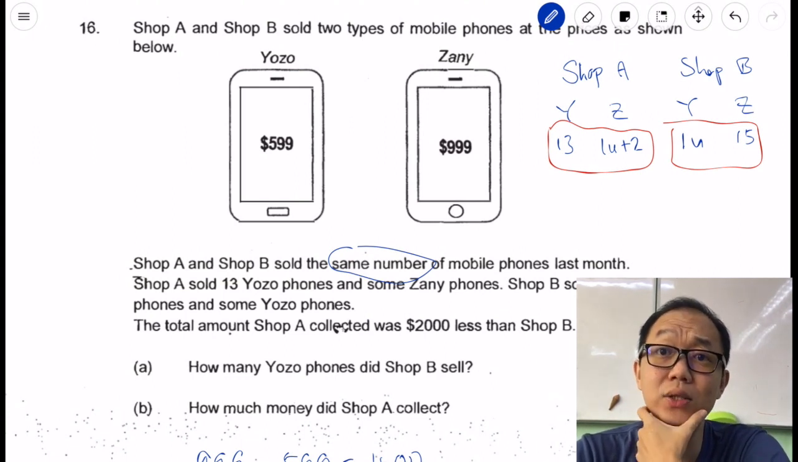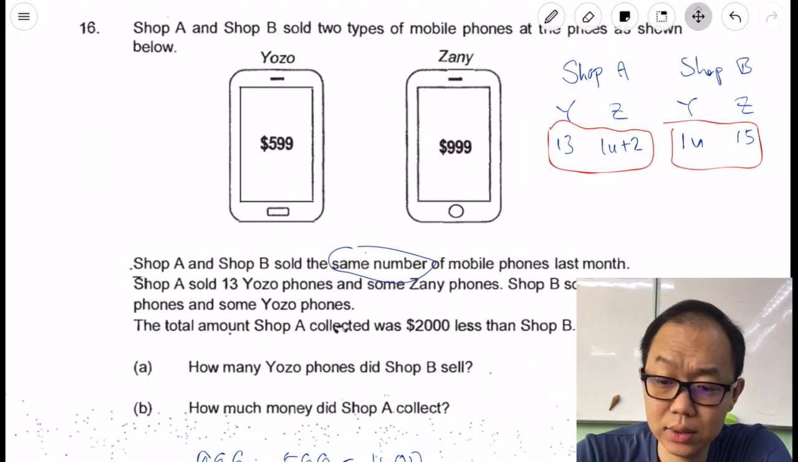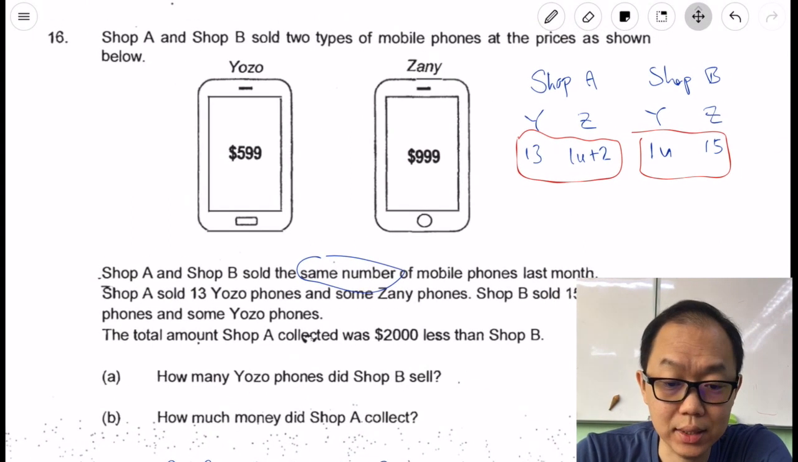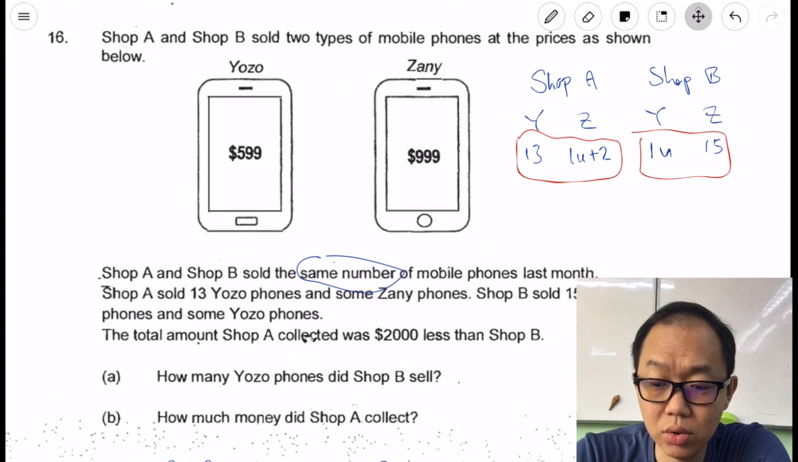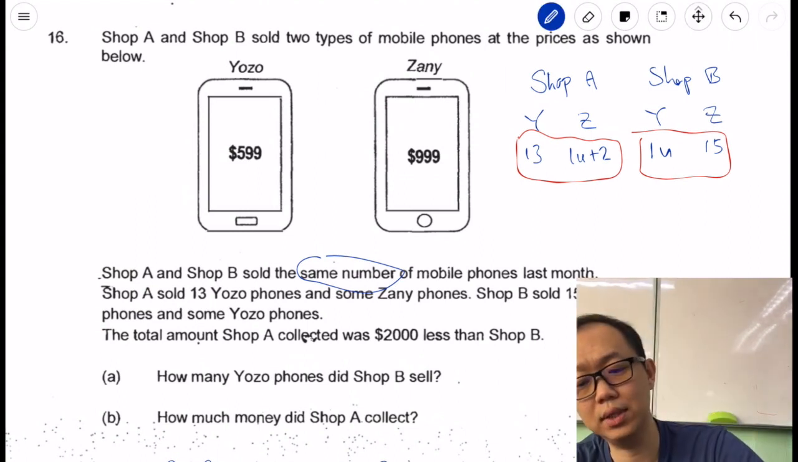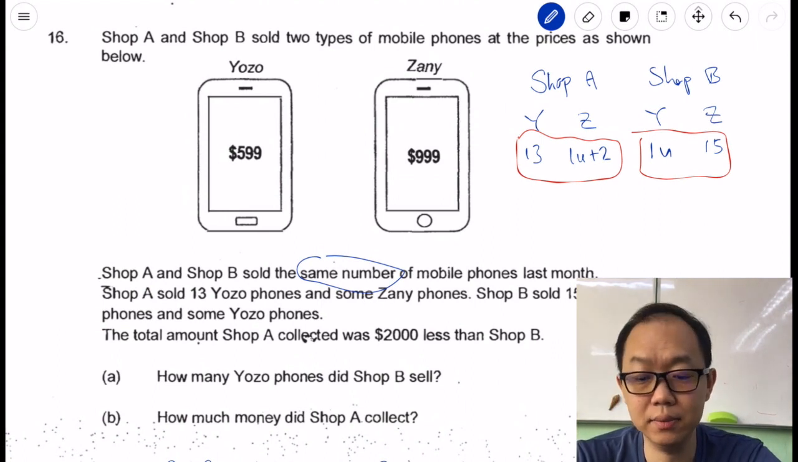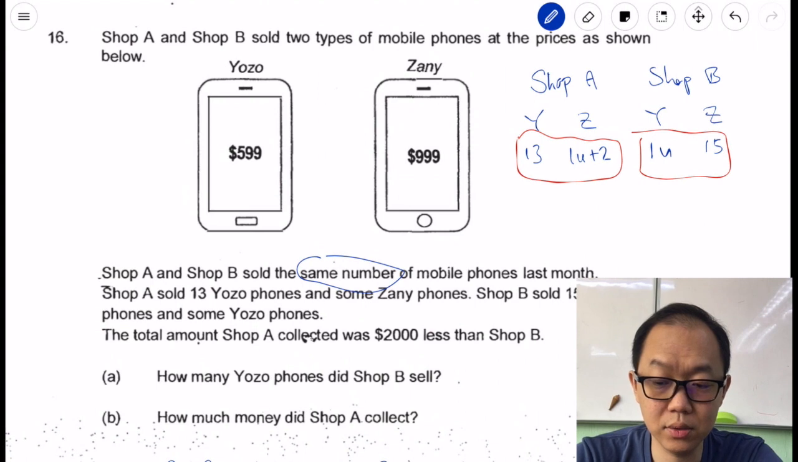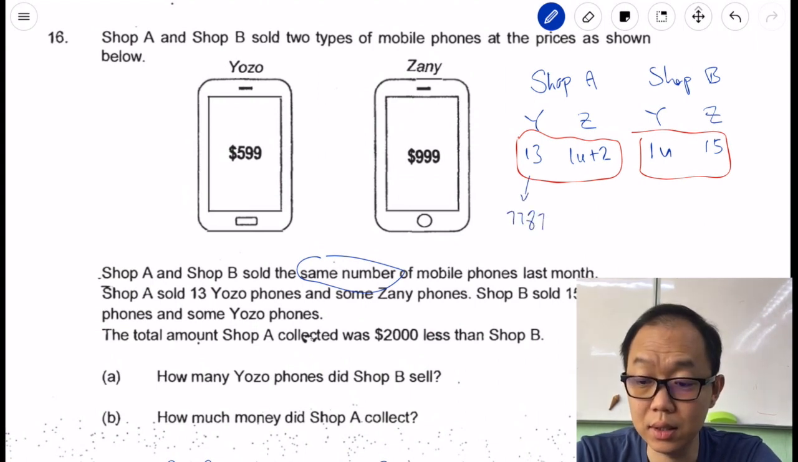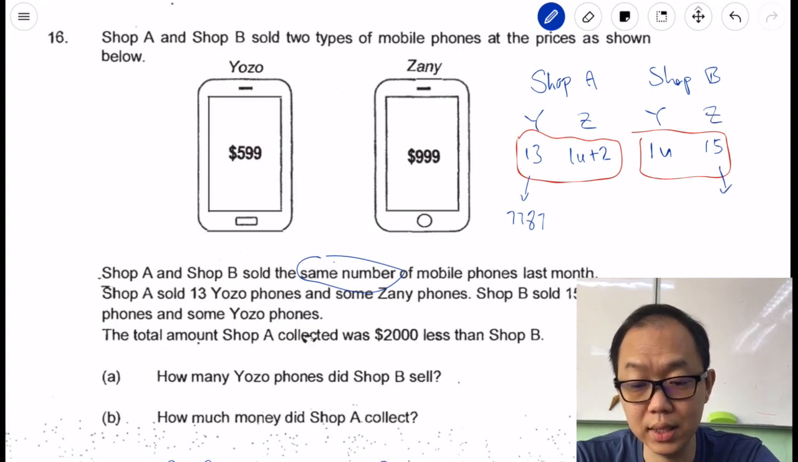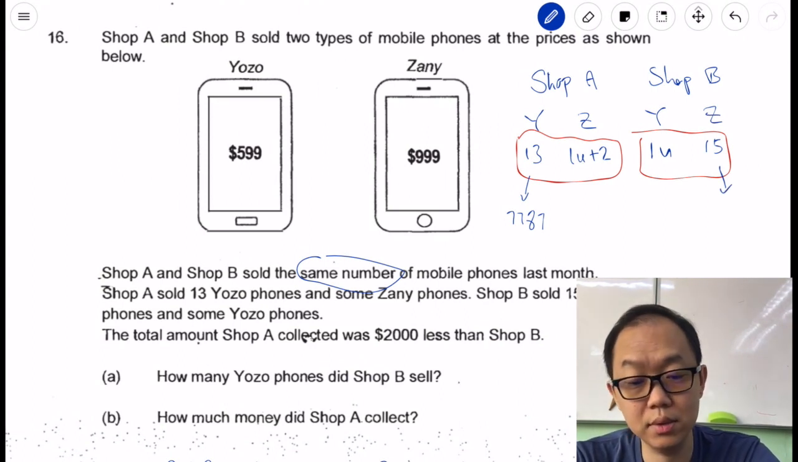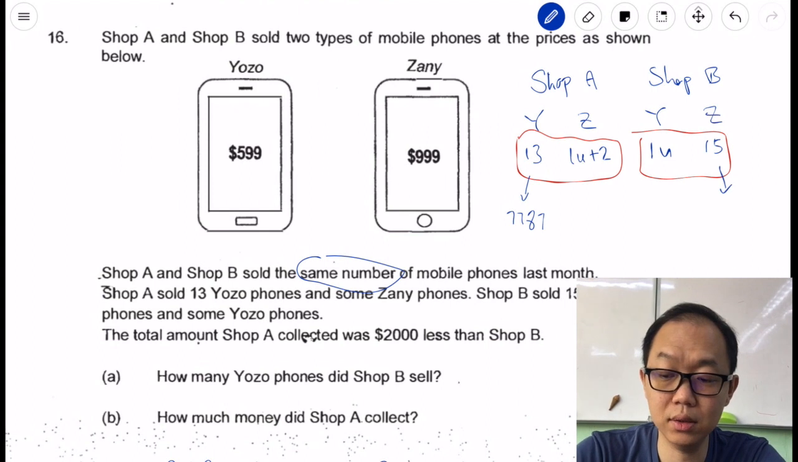The total amount shop A collected was 2,000 less. Okay, let's find the total that shop A collected. Because they sold 13 Yozo phones, we take 13 times 599. So from the Yozo phones they collected 7787. Shop B from the Zenny phones, times 15, is 14985.